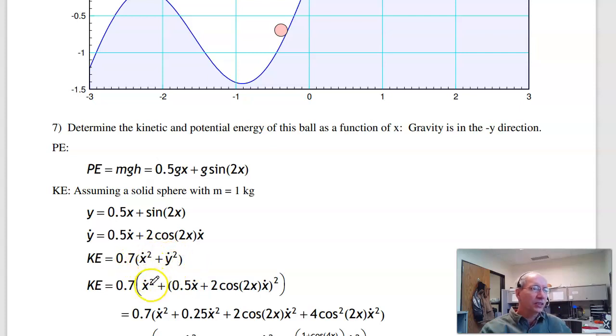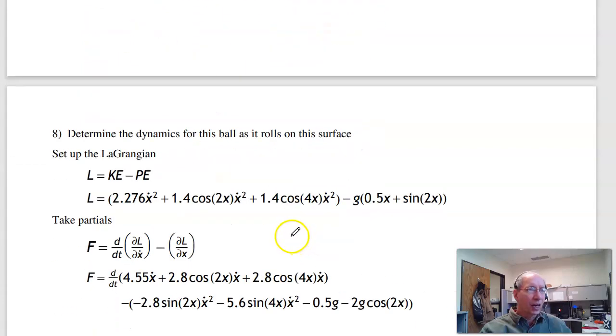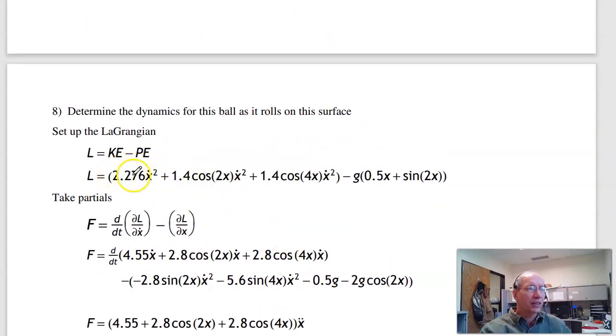X dot squared is just x dot squared. Y dot, take the derivative of y, plug it in. That's y dot squared. Now do a whole bunch of algebra. Multiply out the square. Cosine squared of 2x is 1 plus cosine of 4x over 2 using a trig identity. Bringing the constant out, there's a cosine 4x term. Okay, so when you're all said and done, I've got the kinetic energy right here. I've got the potential energy.